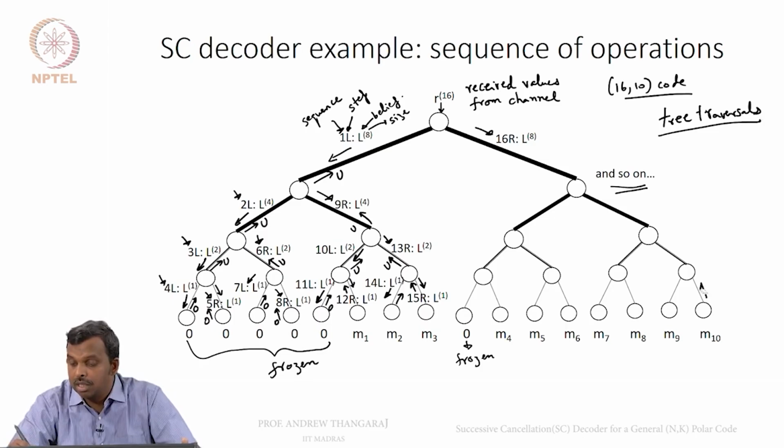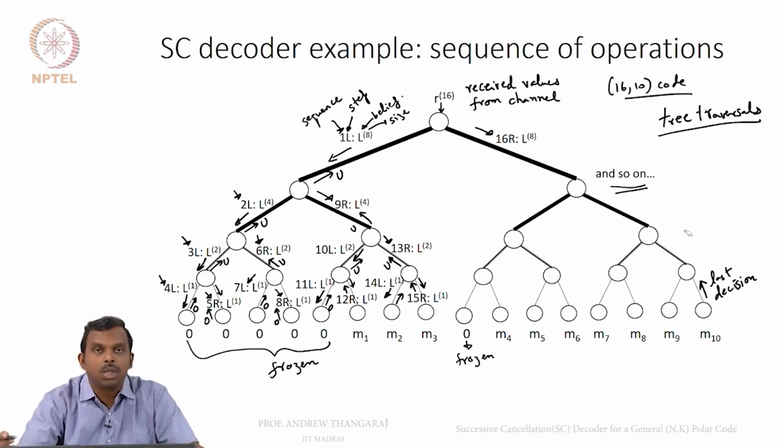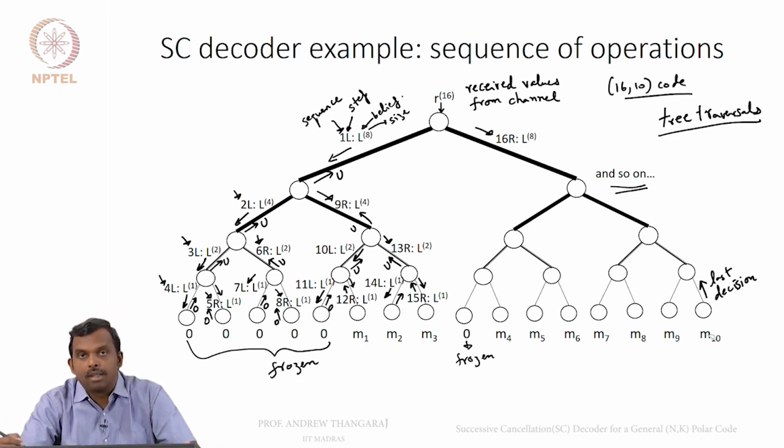Remember, once you make this decision here, this will be the last decision you make, and you can stop your decoder. At that point everything is done because all your message bits are decoded. If you want to, you can go back up and compute the code word. It's not really needed. That's the message bit. Once it's decoded, you're done. So this is the complete polar decoder.